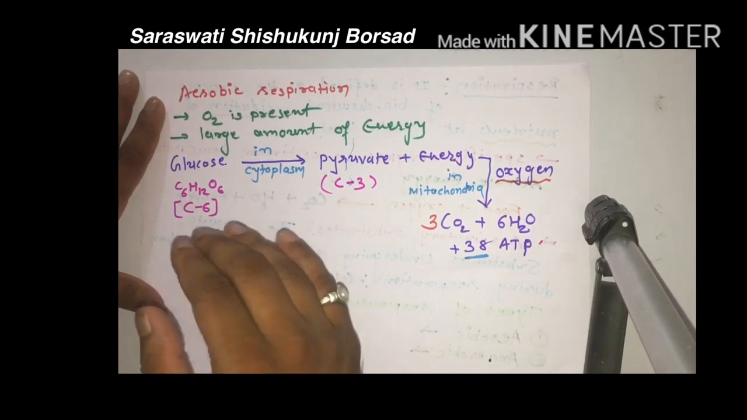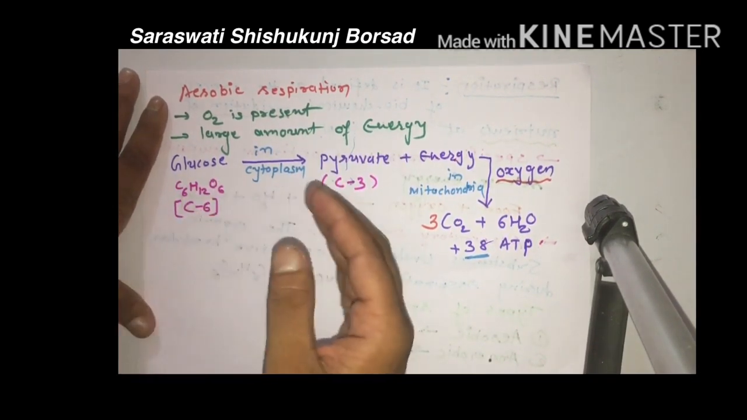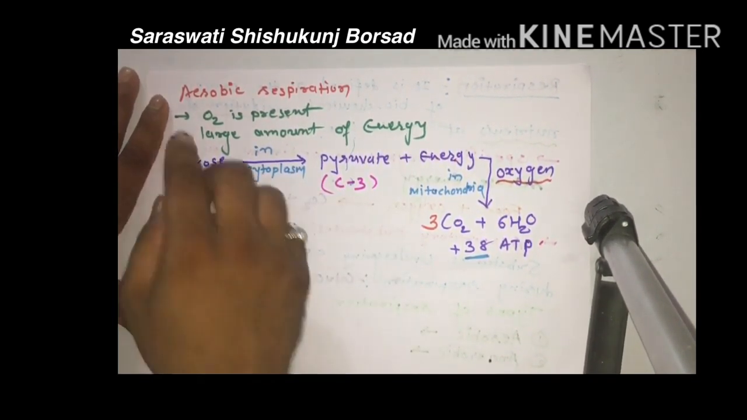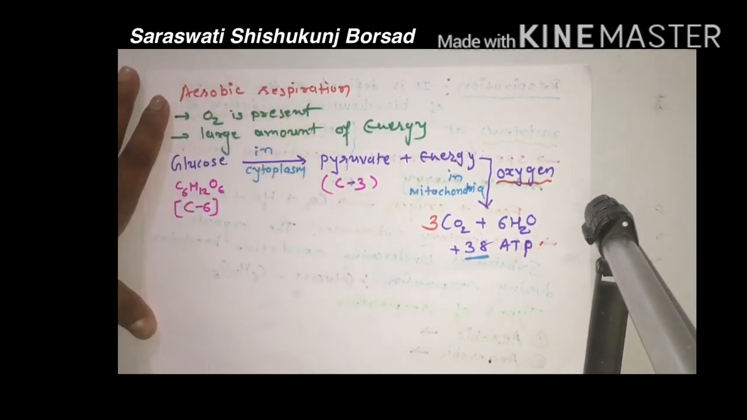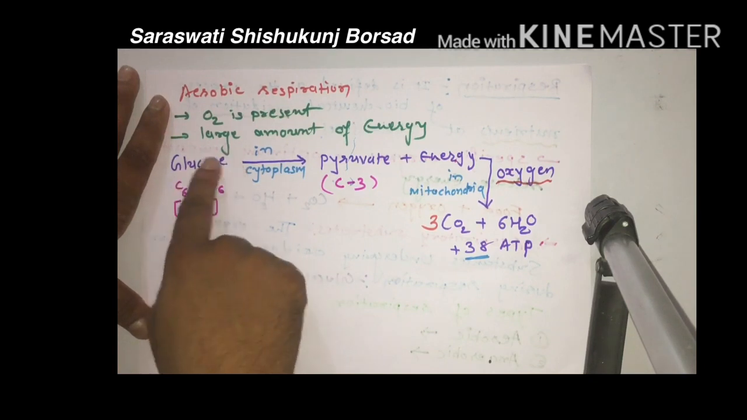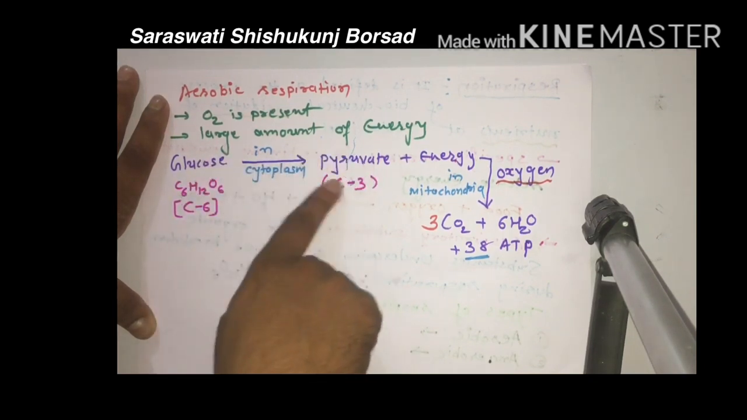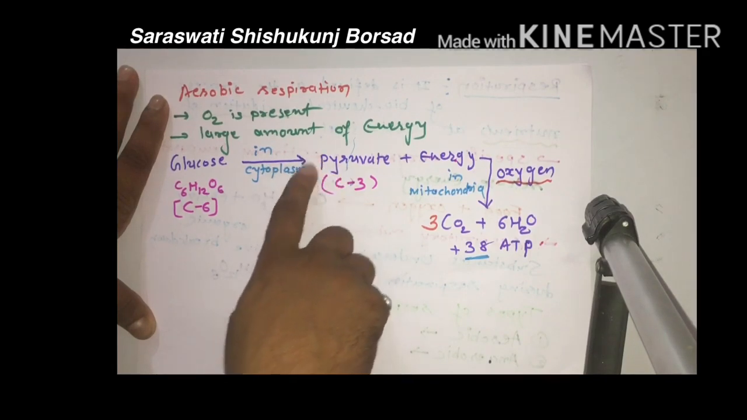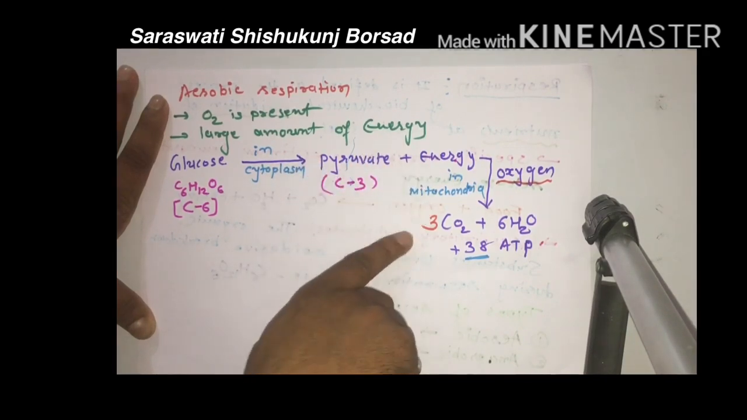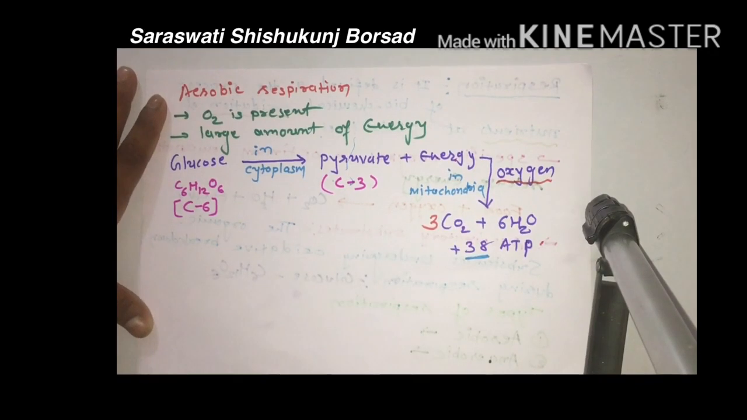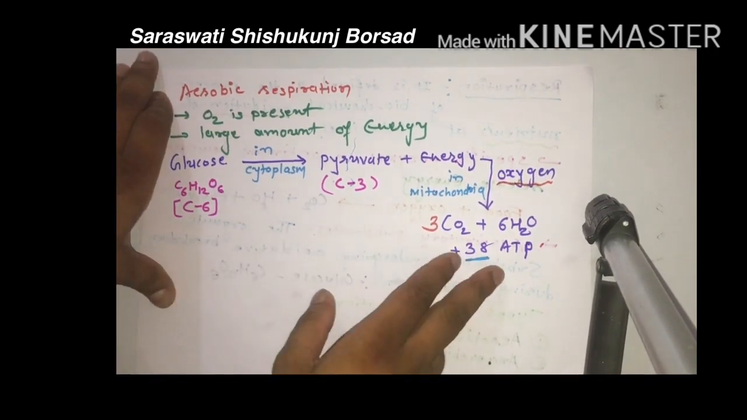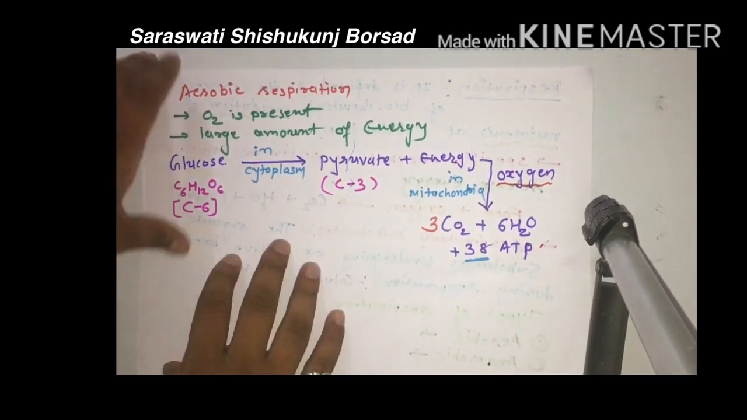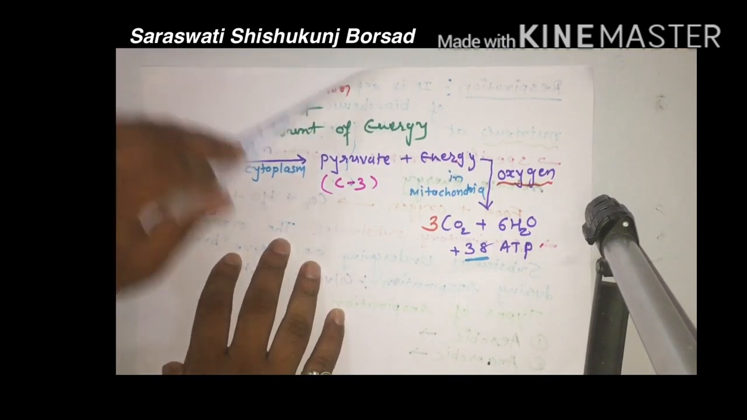Now let's think about anaerobic respiration. Somehow the process will be like this only. Repeating again, aerobic respiration is done in presence of oxygen. A large amount of energy is released. 6 carbon containing glucose will convert into 3 carbon containing pyruvate. Energy will be released. This 3 carbon containing pyruvate will oxidize into carbon dioxide, water, and energy is released. So this energy is used for our life purposes.